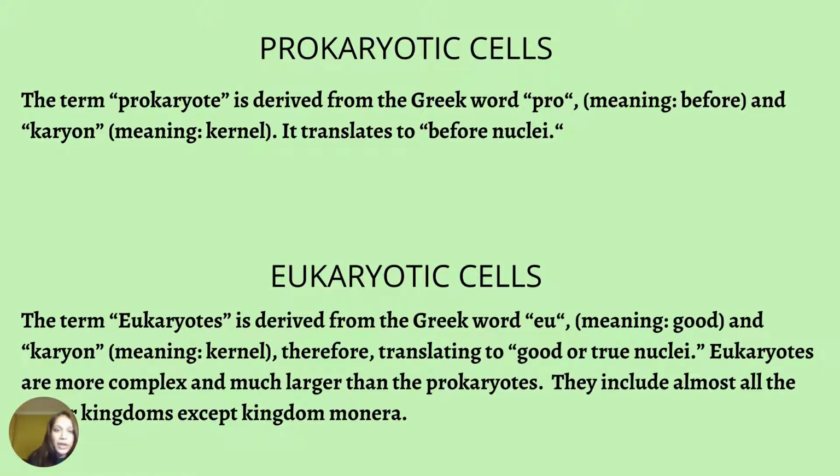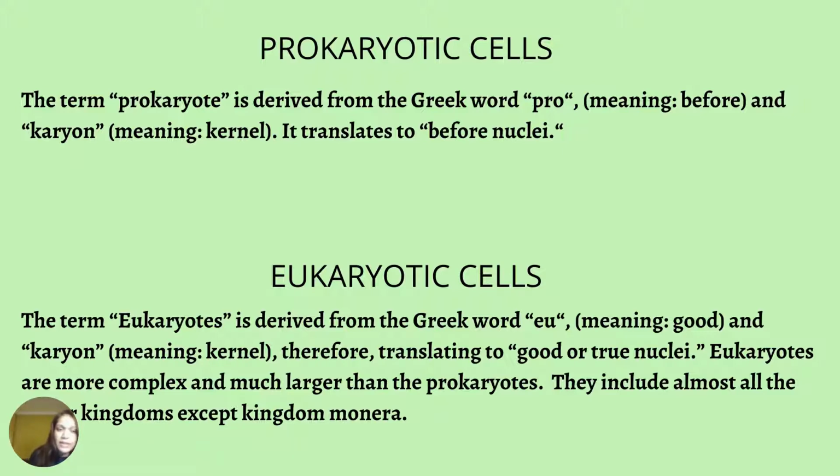Let's start with prokaryotic cells. The term prokaryote is derived from the Greek word pro, that means before, and the second one, karyon, meaning kernel. It generally translates to before nuclei. When we look at eukaryotic cells, this word is also derived from a Greek word, eu, meaning good, and karyon, meaning kernel, therefore translating to good or true nuclei.